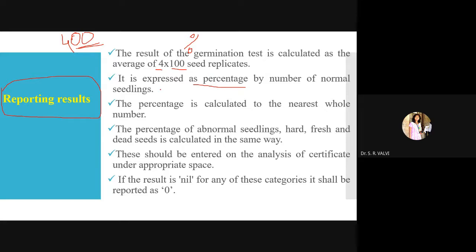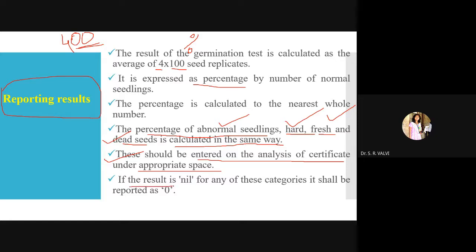It's in a percentage manner, right? Means you have to multiply by 100. The percentage is calculated to the nearest whole number. The percentage of abnormal seedlings, hard, fresh, and even dead seeds is calculated in the same way. Whatever rule or formula you are using for normal seeds, the same formula you have to use for abnormal, hard, fresh, and dead seeds, and then you have to mention your result. This should be entered on the analysis certificate under the appropriate space, right?